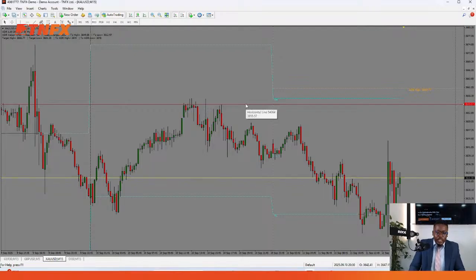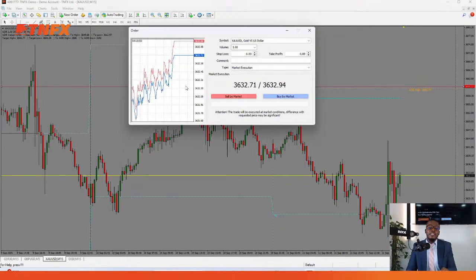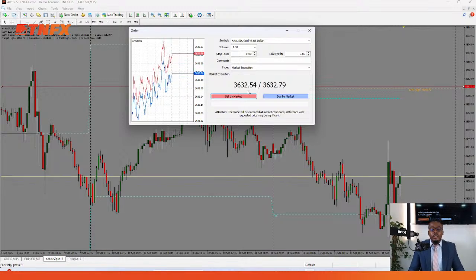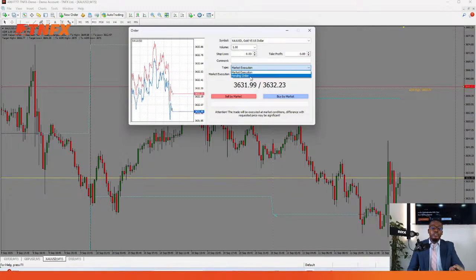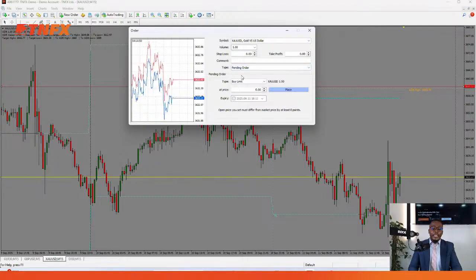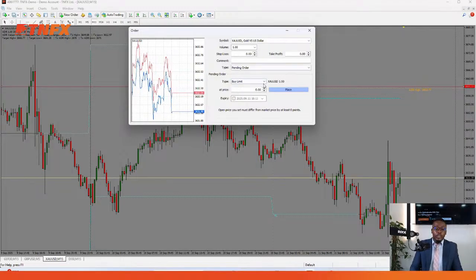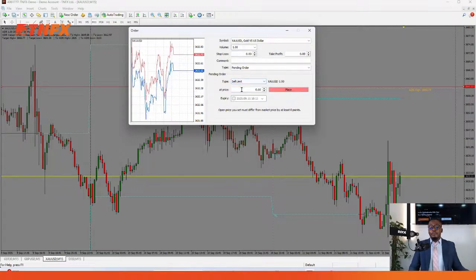Or let's take for instance our average daily reversal high, which is 3,660.77. So if the market is reaching 3,660.77, you are anticipating a possible sale. So in that case, what you're going to do is you can literally just come here. Instead of market execution, you can select the pending order. Then it will give you a variety of different types of executions. So in that case, you can say, okay, I want to set a sell limit, right?